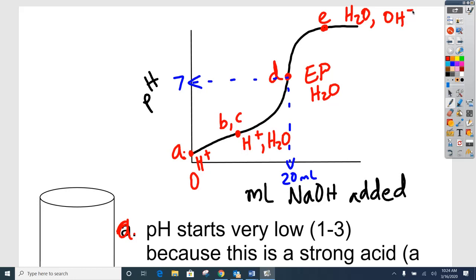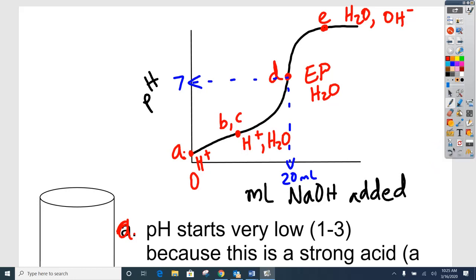Okay, the solution is not a buffer. We saw a drastic change in our pH. In one drop, you go from a very low pH to an extremely high pH. So the solution is not buffered because you did not have anything present to react with the strong acid and convert it to a weak acid.